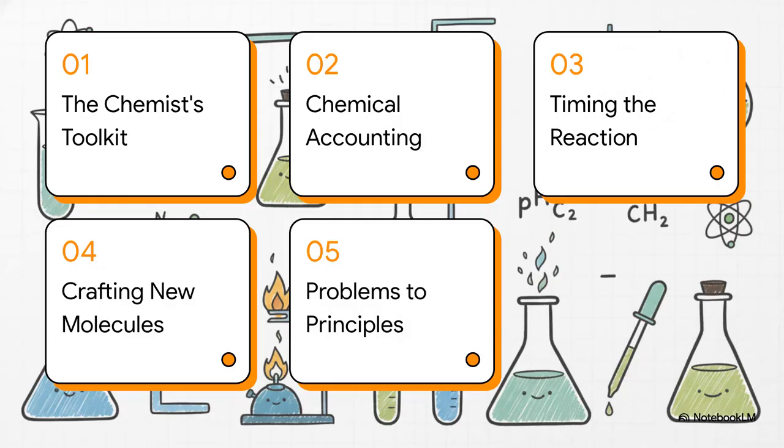So, here's the game plan. First, we'll introduce the idea of the chemist's toolkit. Then, we'll unpack 3 essential tools, one for chemical accounting, one for timing reactions, and one for crafting new molecules. And finally, we'll see how these problems on a page become real, powerful principles out in the world.